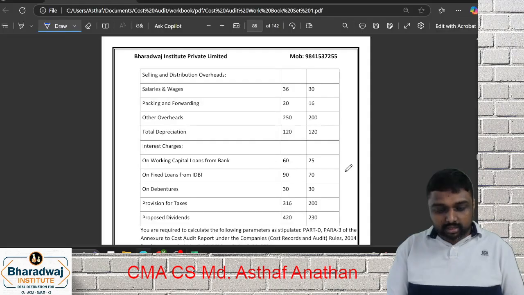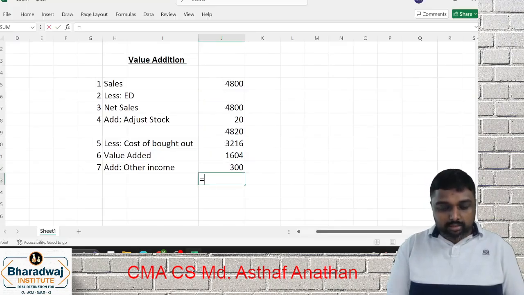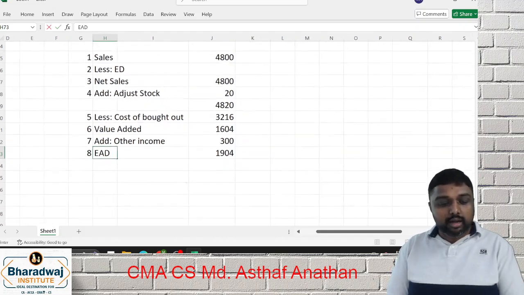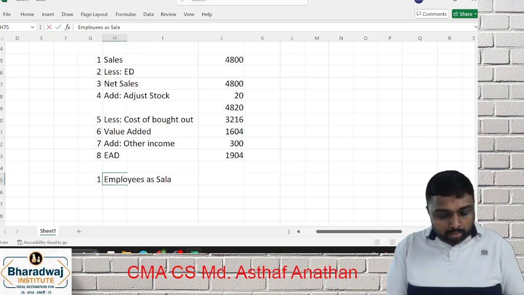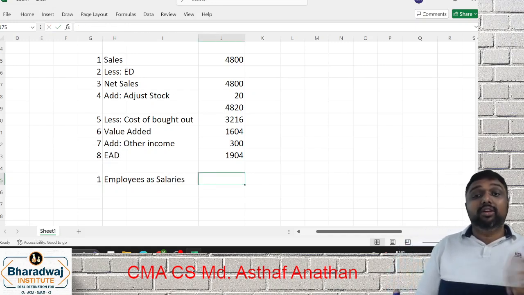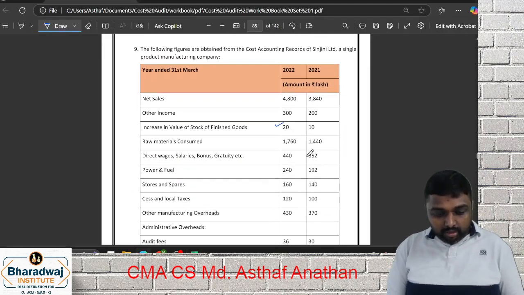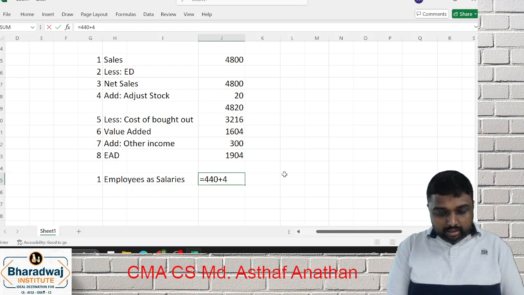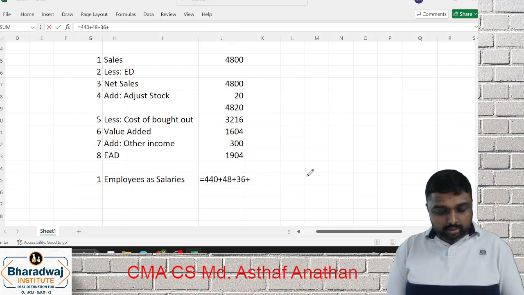What is other income, friends? Your other income we have written in top, which is 300. That is how you will get it as what? Earnings available for distribution. This earnings only you are giving to all these persons. Overall, you will give employees as salary. For confusion purpose, they will give current asset, current liabilities or not. We should not consider. So employees as salary will start. Here you have 440. Wherever come that you have to take. Salaries to director will take. Then salary and wages 36 will take.